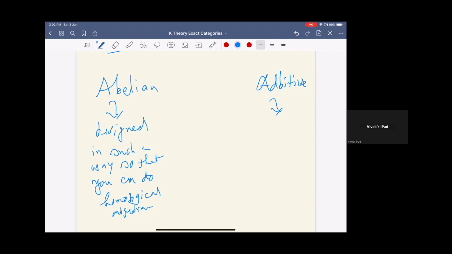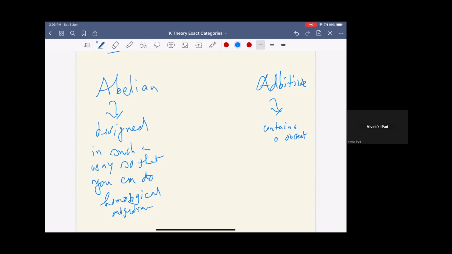It is a category which contains a zero object. So what is a zero object? A zero object must be both terminal and initial. Terminal means for every object in the category, you have a map from this object to that terminal object. And initial means from this initial object to every object, there is a unique map. For example, in the category of rings, the set of integers you can think of as an initial object.